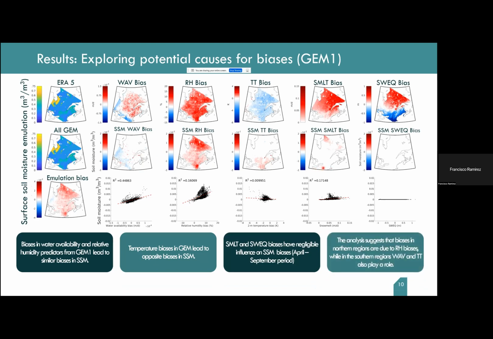This analysis suggests a strong influence of relative humidity in the northern region. We can see that here. While water availability and 2-meter temperature impact mainly the southern section of the domain. So we have that impact here for water availability and here for 2-meter temperature.